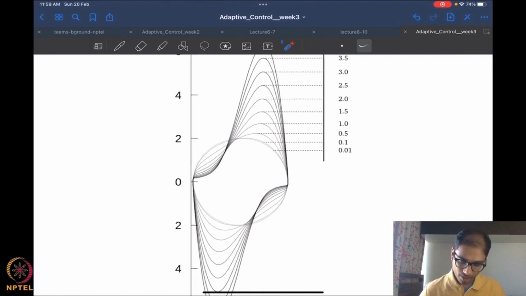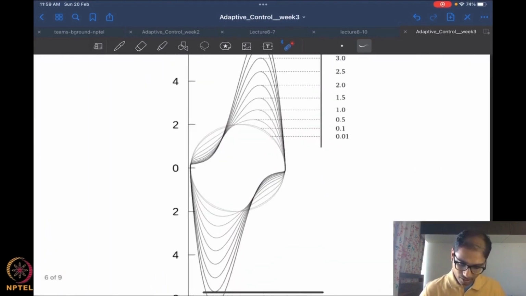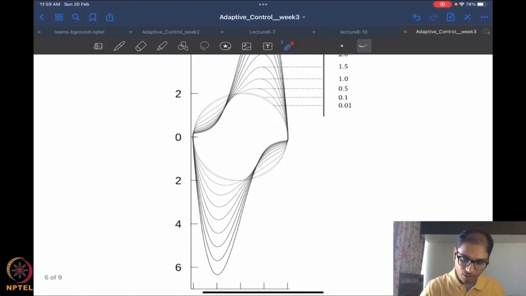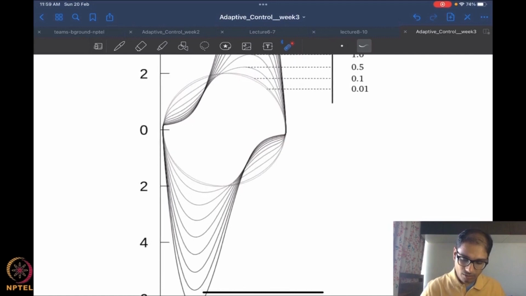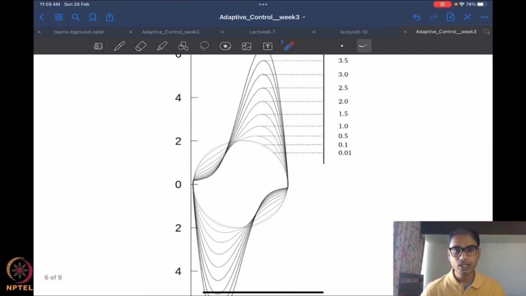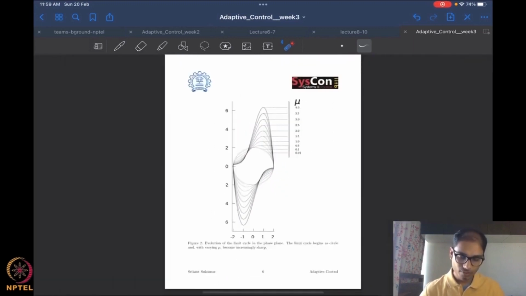All right, excellent. As it's mentioned here, the limit cycle begins as a circle and with increasing mu becomes increasingly sharp at the corners. So here and here you see it becomes sharp as you increase mu. So the nature of the limit cycle changes. Depending on your application, you may choose a particular mu, but the fact that the origin is unstable continues to be as is. Okay, excellent.